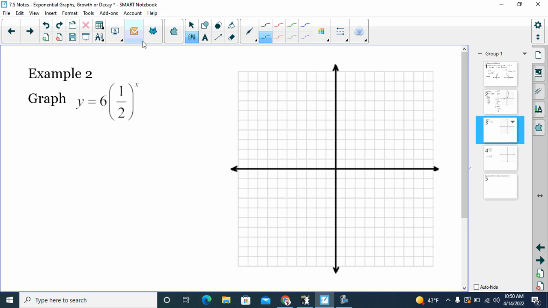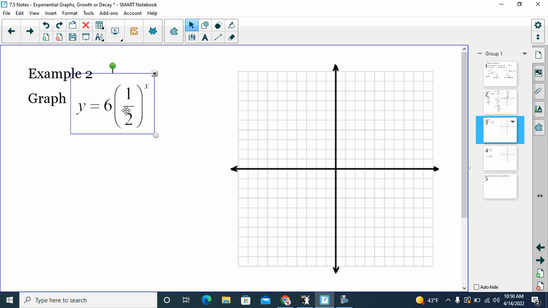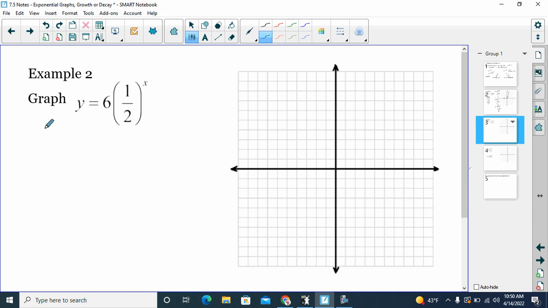Let's try another one. Example 2 says y equals 6 times 1/2 to the x. Again, we want to start by making an XY chart. The values we plug in for x are going to be 0, 1, 2. 0, 1, 2 should give us a good enough graph that we can sketch in that curve of the exponential function.